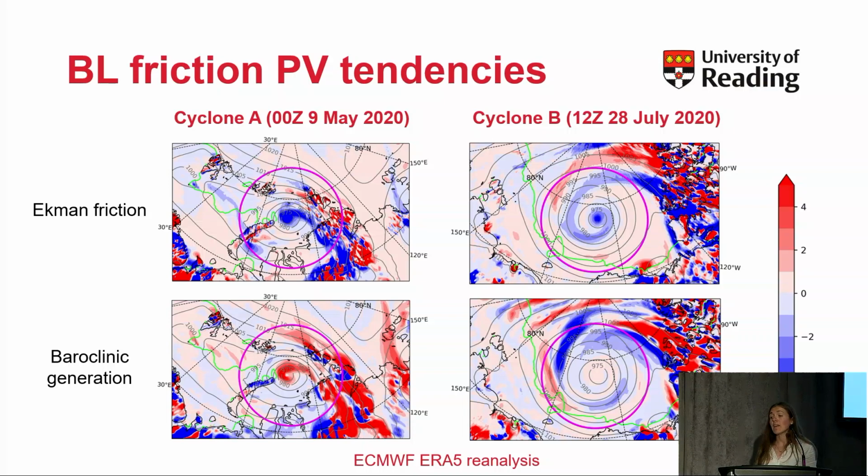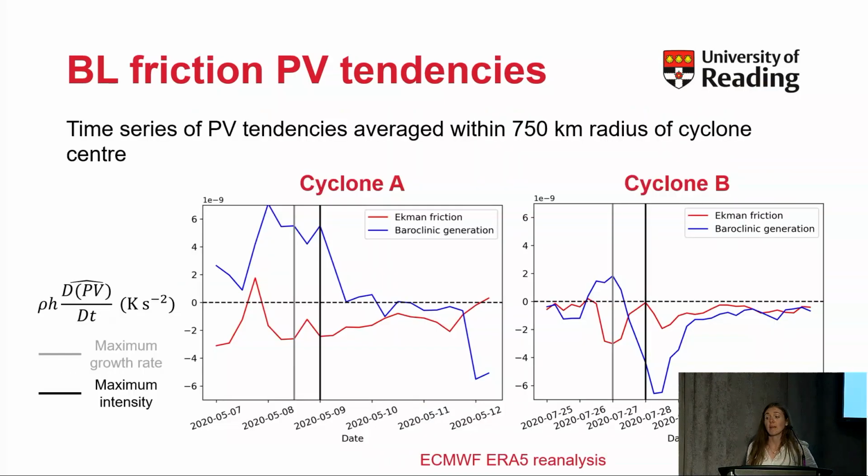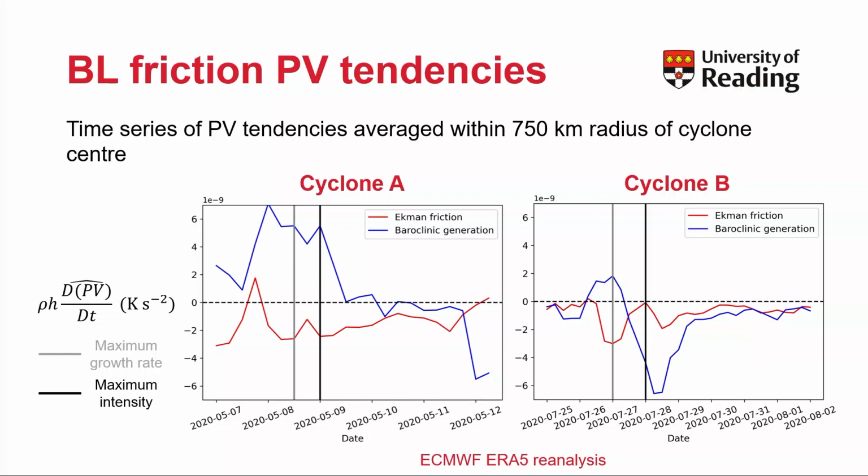We can also look at how they evolve with time by taking an average. This magenta circle shows the 750-kilometer radius about the cyclone center. We take the average of that following the cyclone through its lifetime. And these are the time series. So the red line shows the Ekman friction term, the blue line shows the baroclinic generation, and then the gray and black lines show the time of maximum growth rate and maximum intensity for both cyclones.